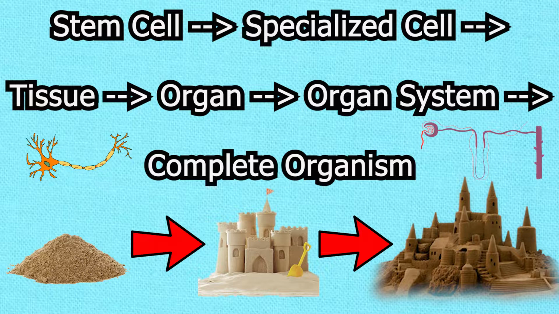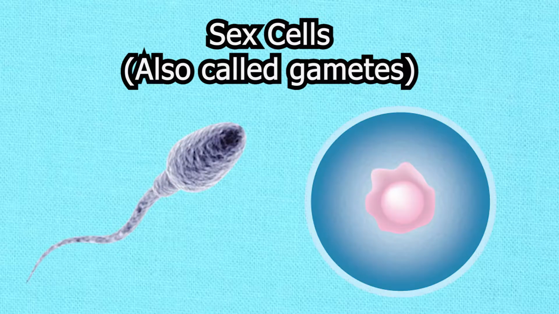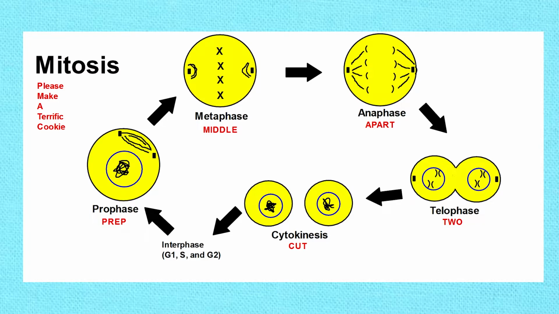So the big focus of this video is going to be on two very specifically specialized cells. These cells are called sex cells or gametes. This is the sperm and the egg. These are the main reproductive cells in humans, and they're called sometimes different things in different eukaryotes, but they're created by the same process of meiosis. Meiosis is very, very similar to mitosis. Remember mitosis here? Prophase, metaphase, anaphase, telophase, cytokinesis. And then we go into interphase and repeat it as necessary.